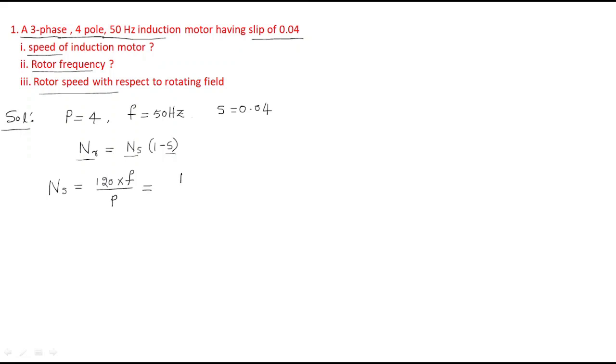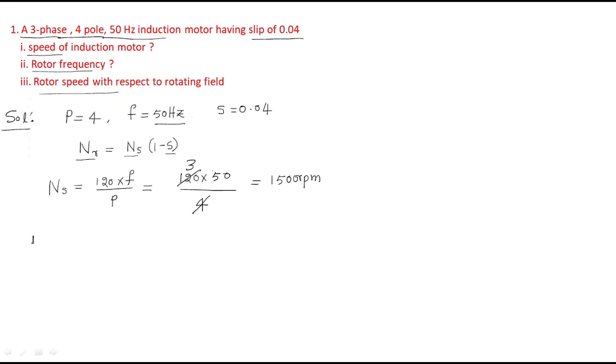From that, this is the 120. The frequency is 50 Hz and the number of poles is 4. Then the 4 divides 120, 3 times. 3 into 50 we will get 1500 rpm. So Ns is 1500 rpm.